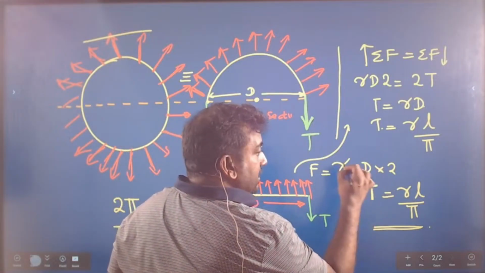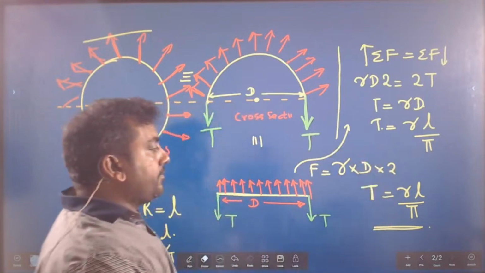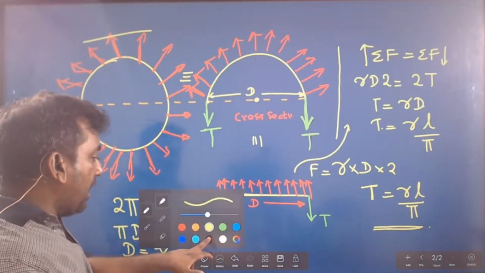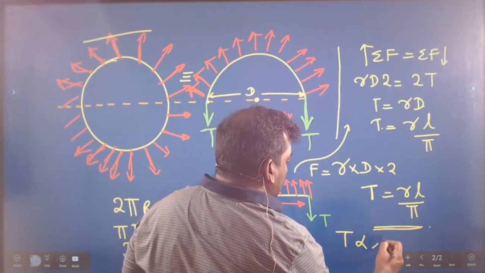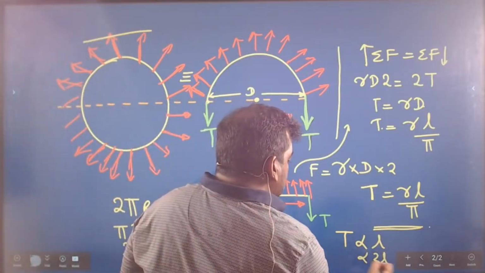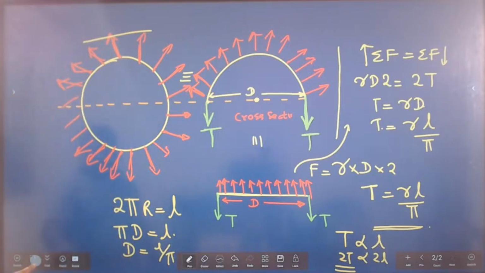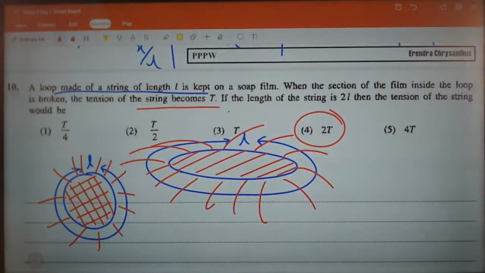Gamma into D is surface tension into length. As two surfaces, multiplied by 2. So tension is gamma L over pi. Look at the board. You have your answer here. Tension is proportional to length. So if length doubles, tension also will double. Correct answer, answer number 2. Clear? Right.